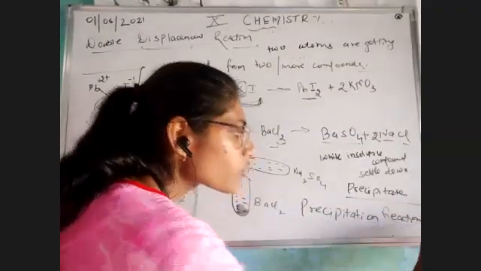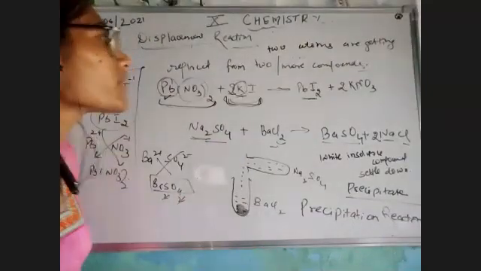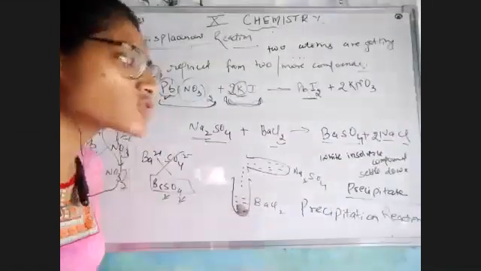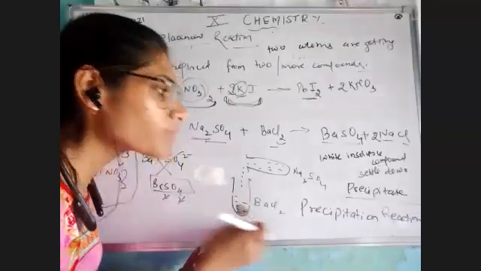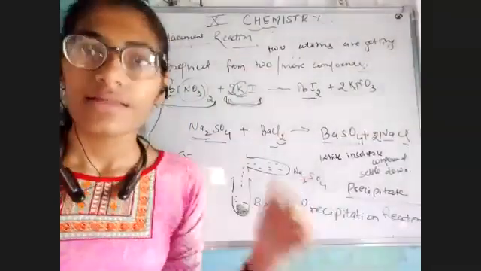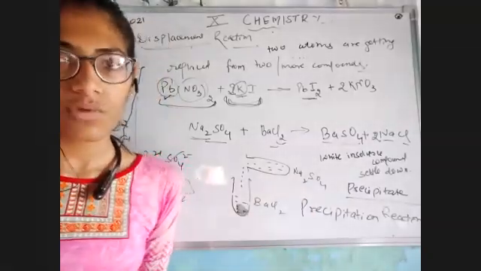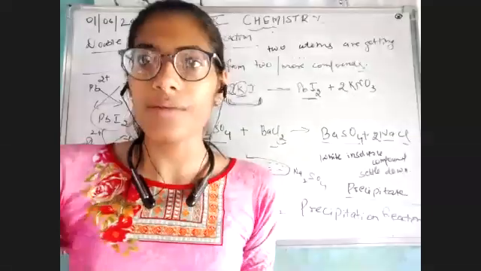Am I clear or not? Should I repeat it again? We have an example of double displacement reaction in which two liquids are mixed, and after some time there is formation of an insoluble compound. That insoluble compound is called a precipitate. That's why the reaction is known as a precipitation reaction. Okay, this is known as a precipitation reaction, and I hope I'm clear with the topic.